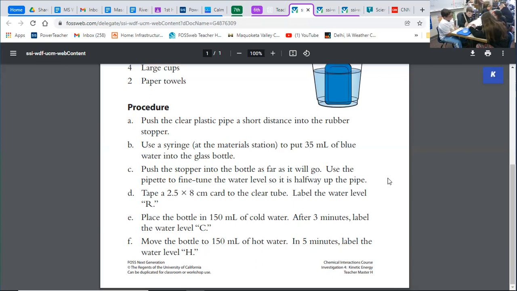Mark it. Remove it from the tube. Measure it. Mark it. Remove it from the tube. Oh, you might need to cut it off. Oh, no. You've already done this. You may need to cut it. Okay, measure it in centimeters, please.